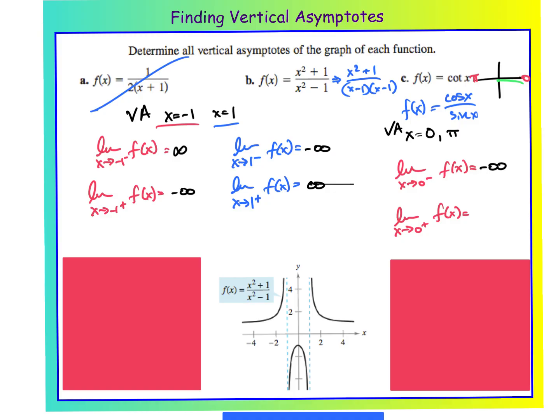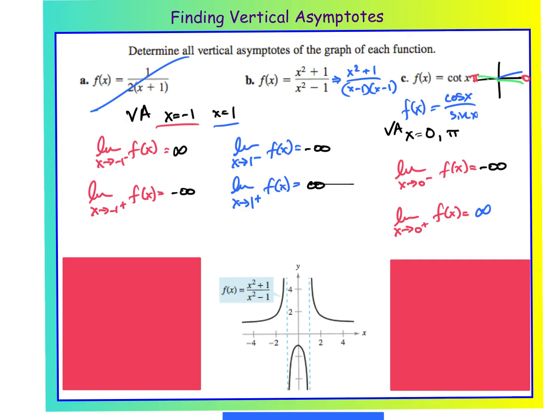All right, and so then as I go from the right, it's just a little bit more positive of 0. So my cosine is a really big positive, and then my sine is a really small positive, which makes it positive infinity. I just want to talk about pi real quick without actually writing it down.